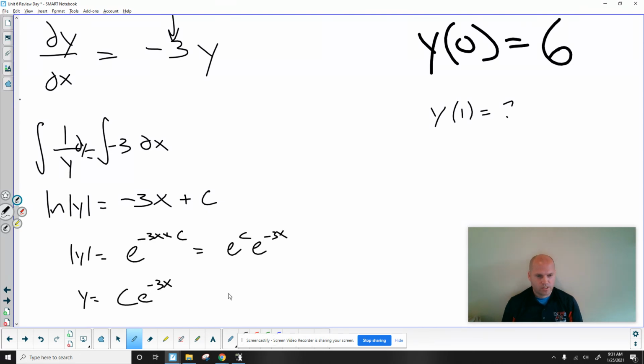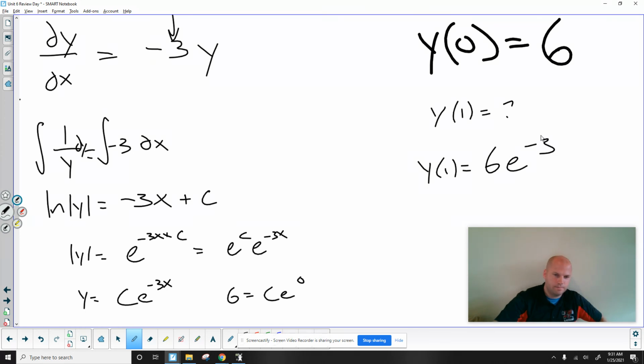y of 0 is 6. 6 equals c e to the 0. c is 6. y of 1 is 6 e to the -3rd. Type that in your calculator.